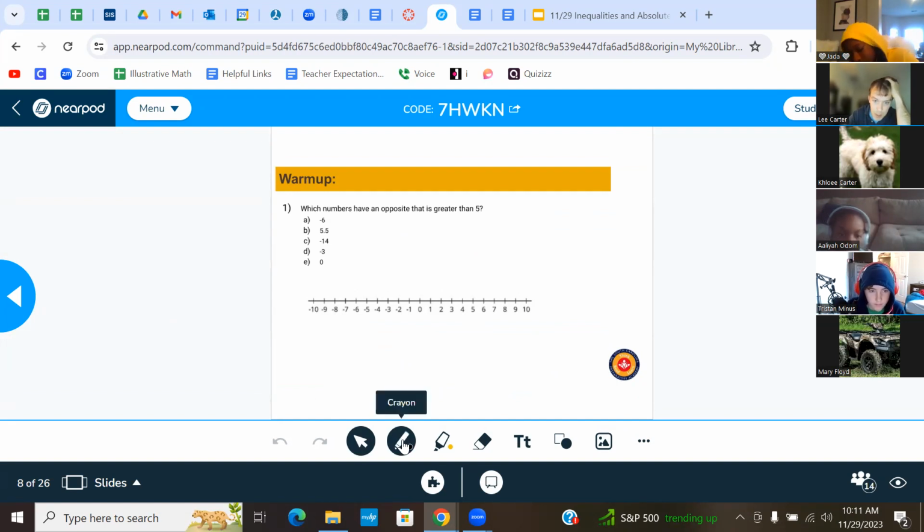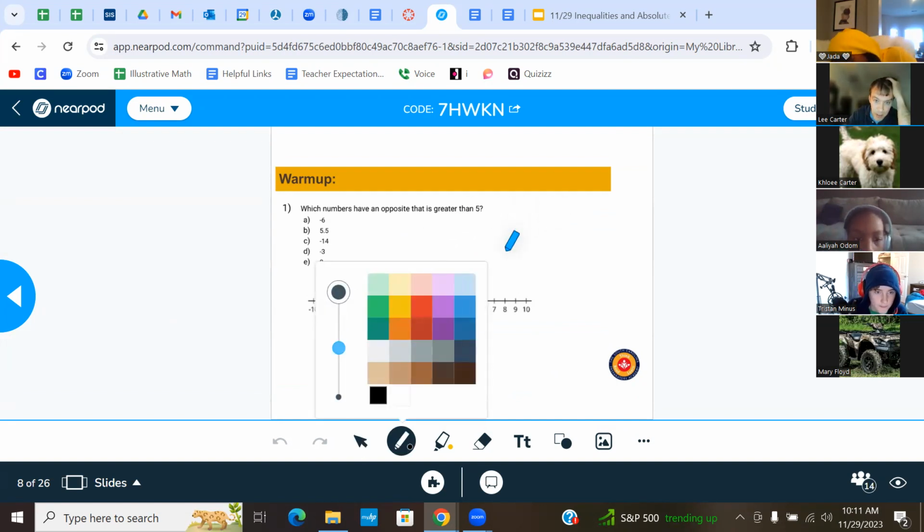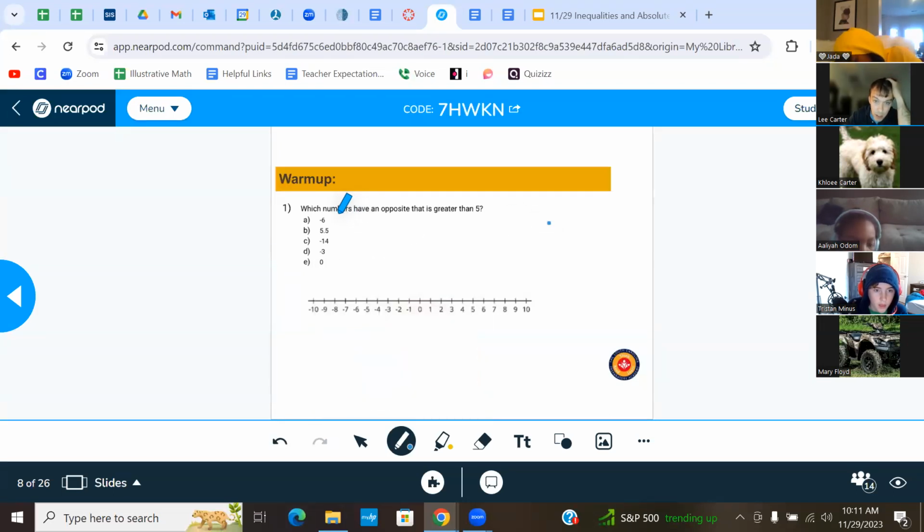So remember, the opposite just means change the sign, right? You change the sign for each one of them, and then you see, is it greater than 5? So if I'm looking at it, the opposite of -6 is 6. Is 6 greater than 5? Yes. Okay, so I would circle that one. All right, that's how I will be doing that.